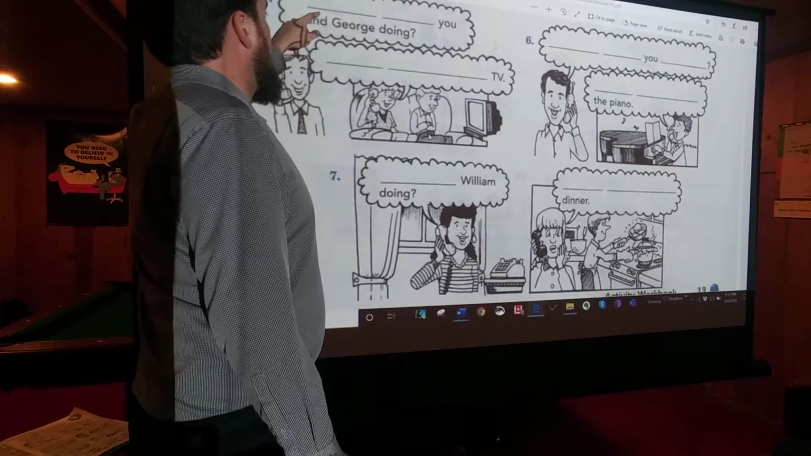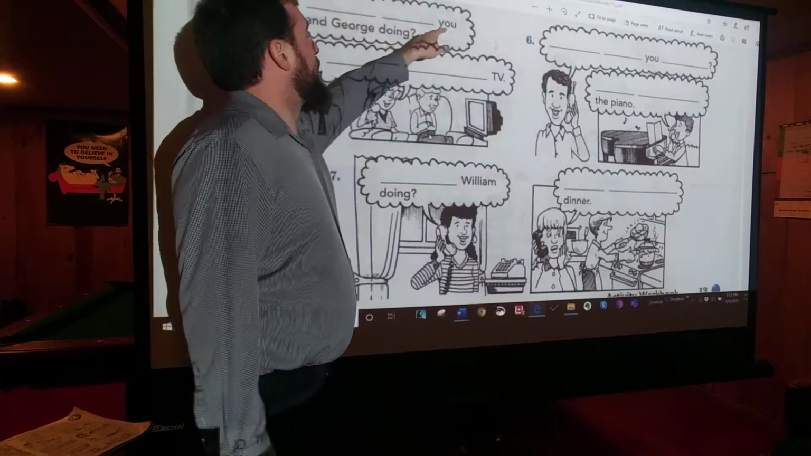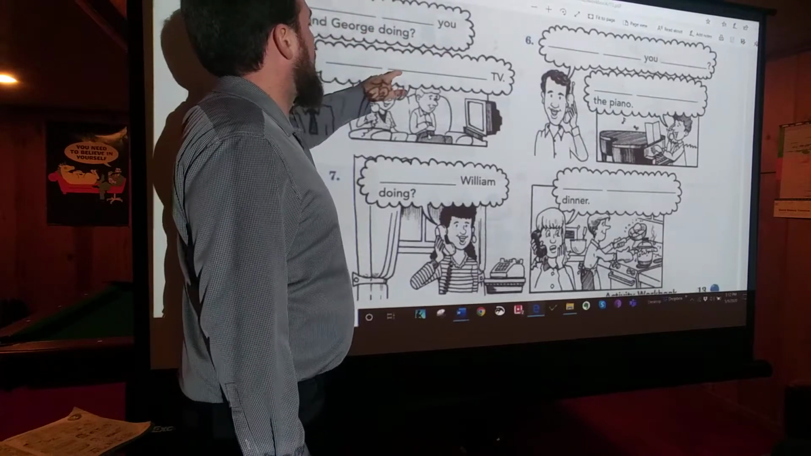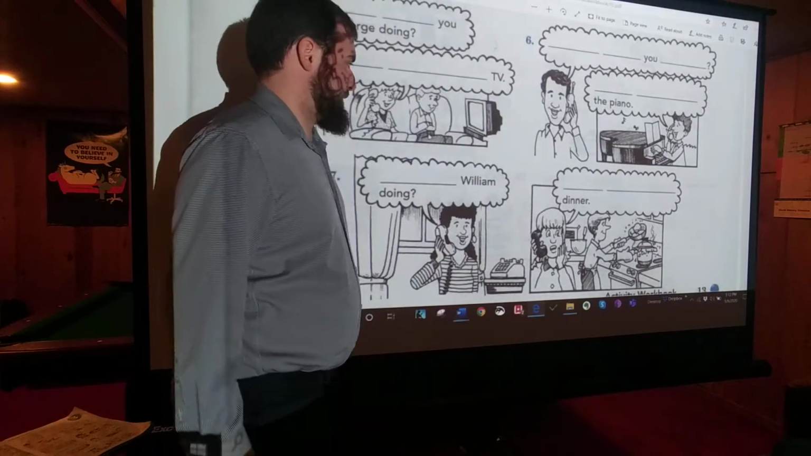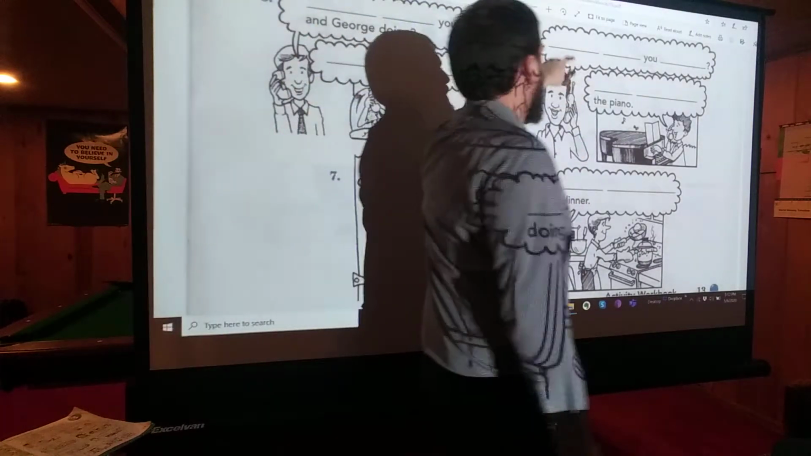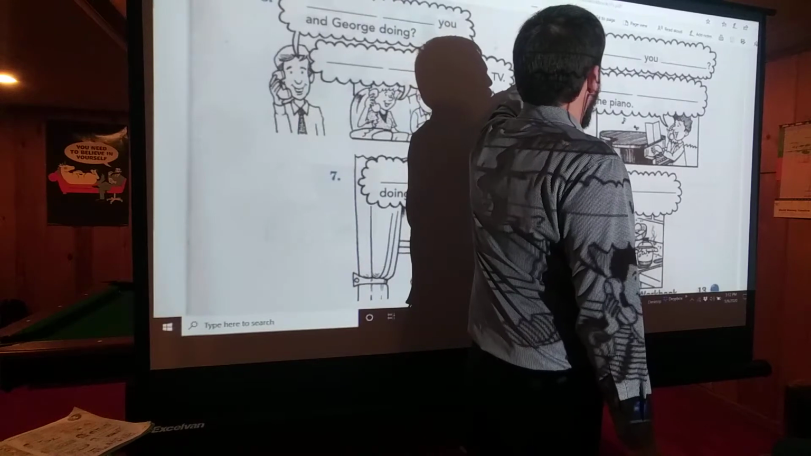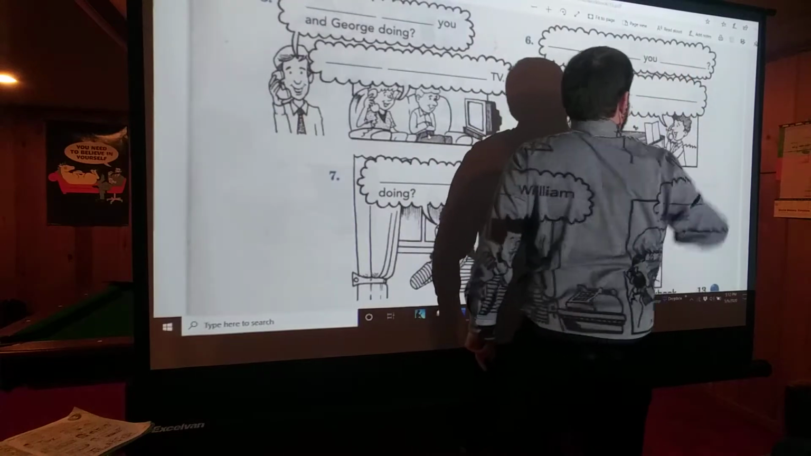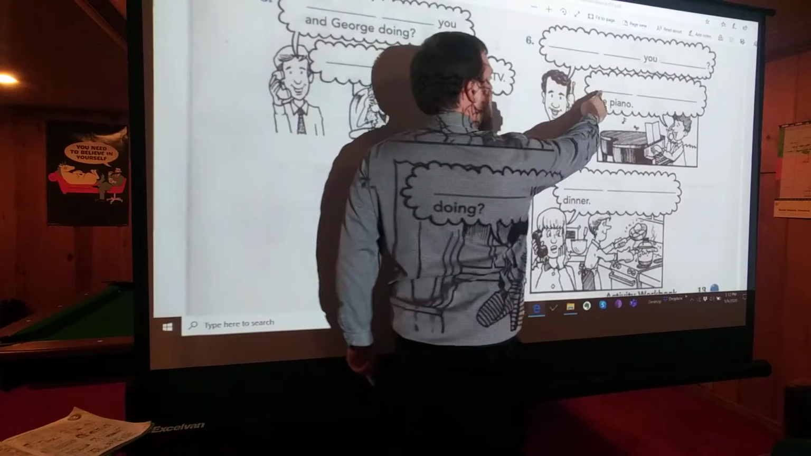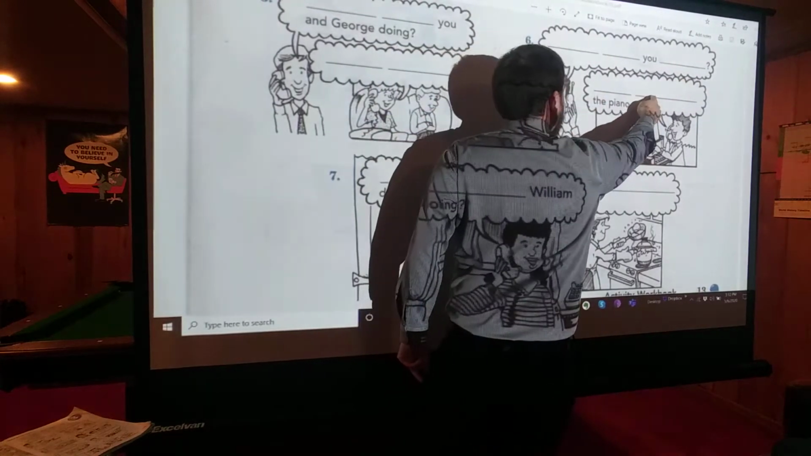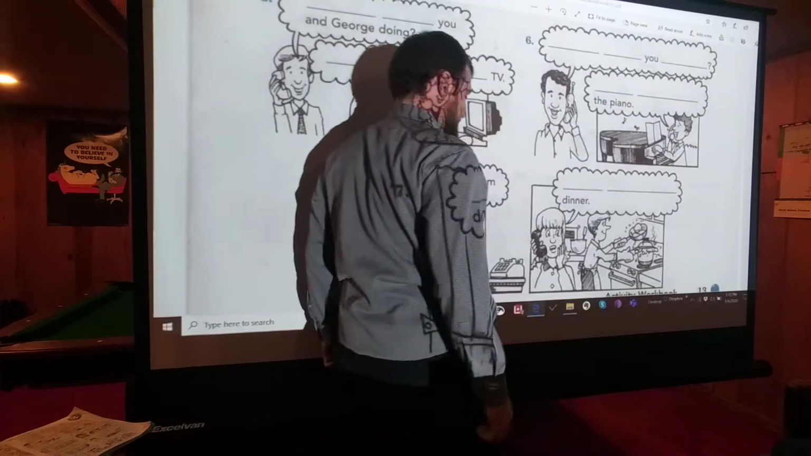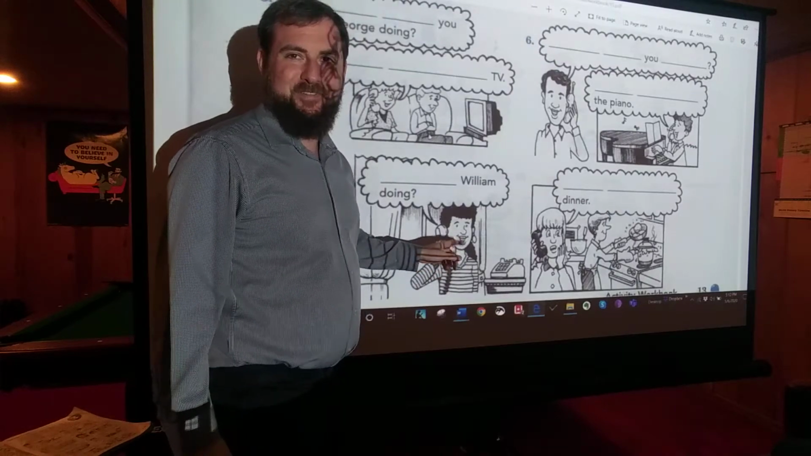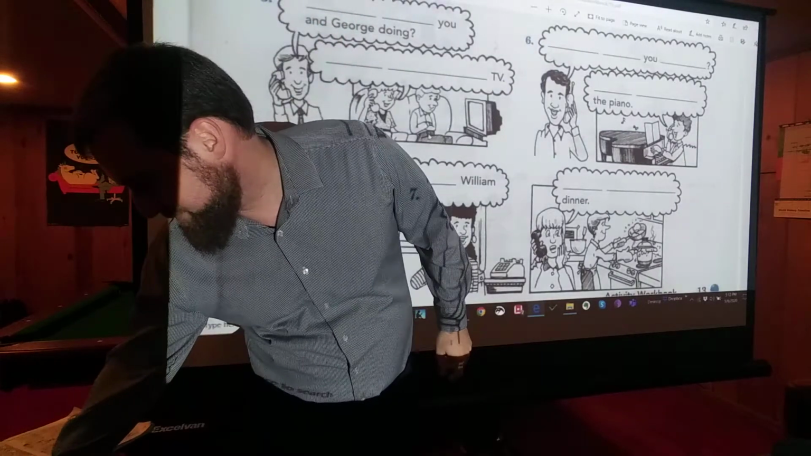Number 5. What are you and George doing? We're watching TV. Number 6. What are you doing? I'm playing the piano. And now this is actually one of my favorite moments in this book. I find this pretty funny. I'm going to zoom in. Okay.